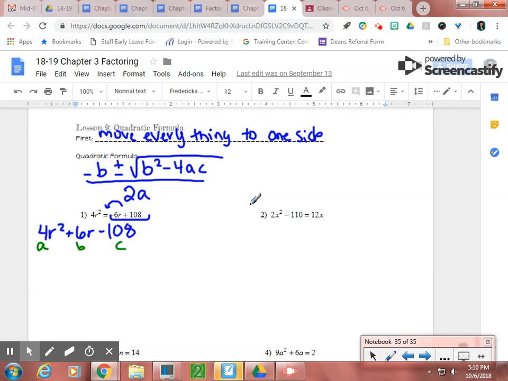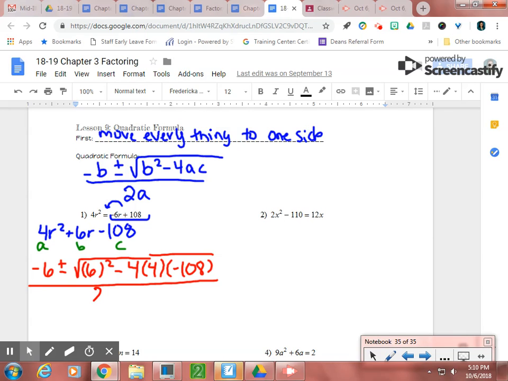So negative b, the opposite of b, is going to be negative 6, plus or minus the square root of b squared, so 6 squared, minus 4 times a times c, all over 2a. That looks long, but everything underneath the square root you could just solve all at one time. You can put that in your calculator all at once.